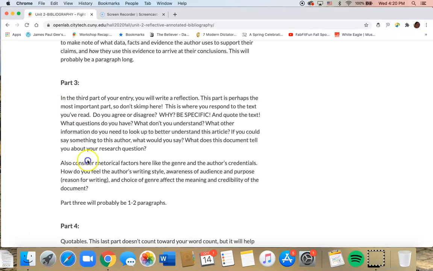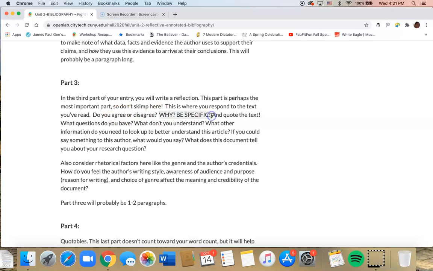Part 3 is going to be the longest part, where you're going to be writing 250 words probably, maybe 300 words. This is your reflection. I say 1 to 2 paragraphs. It should probably be at least 2 paragraphs. You have at least 1 paragraph where you're writing about what you think about this. Do you agree or do you disagree with the author? You guys, I can't dwell on this enough. This is the most important part of this assignment: what did you think of what you read? Do you agree or disagree?